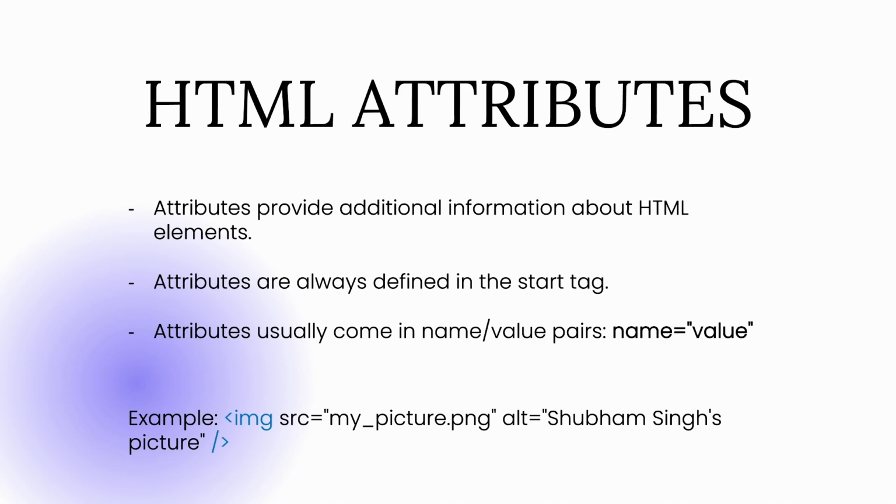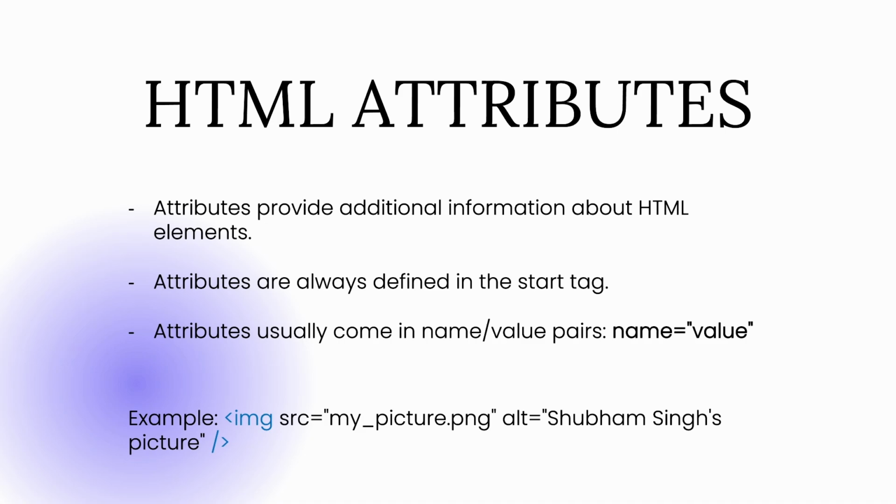So let's start by asking what exactly is an HTML attribute. An HTML attribute simply provides extra information about an HTML element. All HTML elements can have attributes. Attributes are always specified in the start tag, and attributes usually come in name-value pairs like attribute name equals value inside quotes.